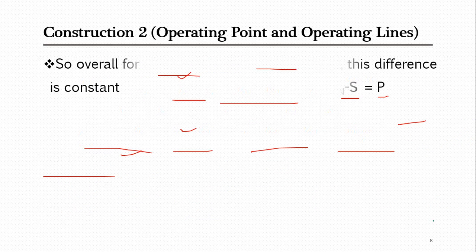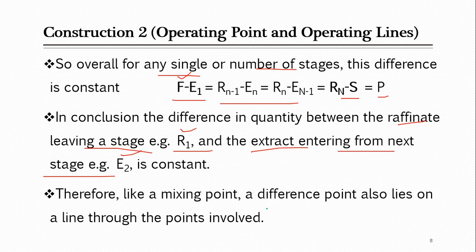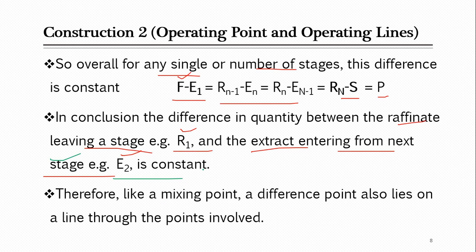Due to this he has written here that you can get the difference R1 minus E2, and all the others are shown here. Now you can easily get the idea that this difference will be constant. Where it is going to help us, we will look at in the next slides. Up to here at least you should have the concept that this difference point P is constant for any stage if I apply the material balance and rearrange the equation in the specific order which I have told you.